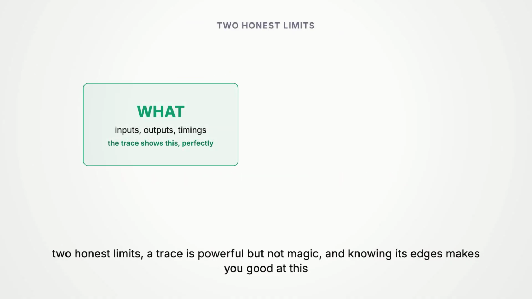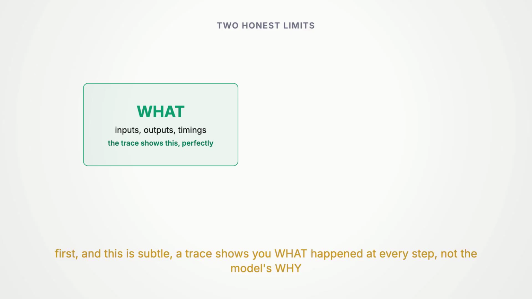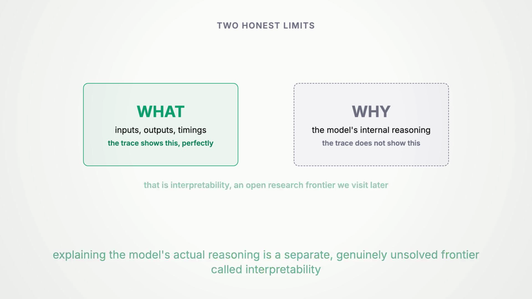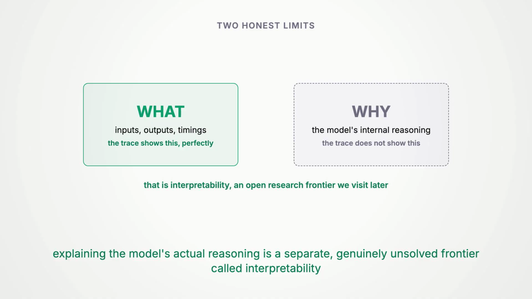Now 2 honest limits, because a trace is powerful, but it is not magic, and knowing its edges is what makes you good at this. First, and this is subtle, a trace shows you what happened at every step. It does not show you the model's WHY. When you saw that the model was handed the gym note, the trace told you the input and the output perfectly. But if a model is given a perfectly good note and still ignores it, the trace will faithfully show you that it ignored it, and it will not tell you the reason buried inside the model's billions of numbers. Looking inside that black box, explaining the model's actual reasoning, is a whole separate and genuinely unsolved frontier called interpretability, and it is so deep we will spend real time on it later.